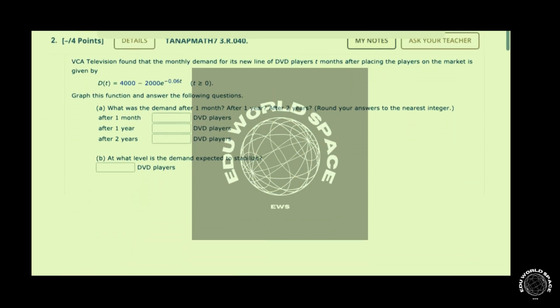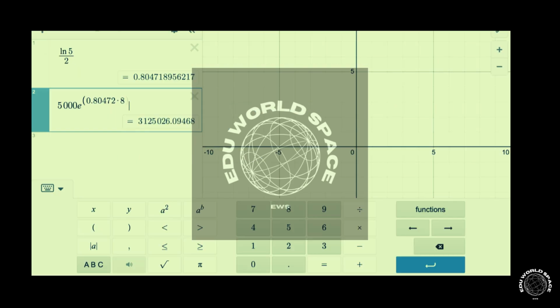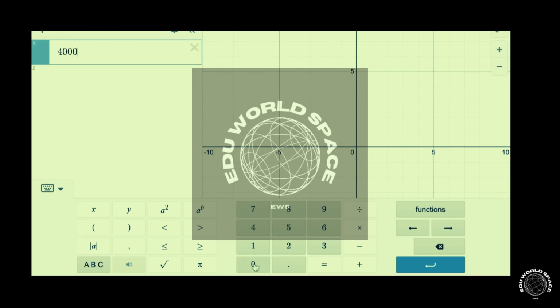In the next question, VCA Television found that the monthly demand for its new line of DVD players T months after placing the players on the market is given by D of T. We want to graph the function, so I'm going to go to the graphing calculator and graph 4,000 minus 2,000 e to the negative 0.6 t.